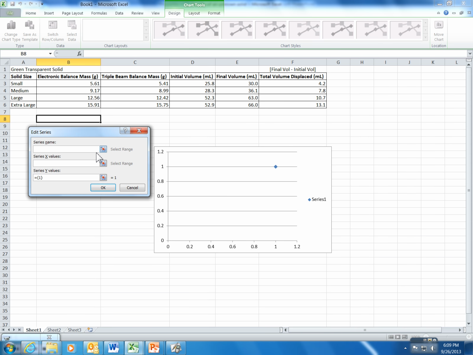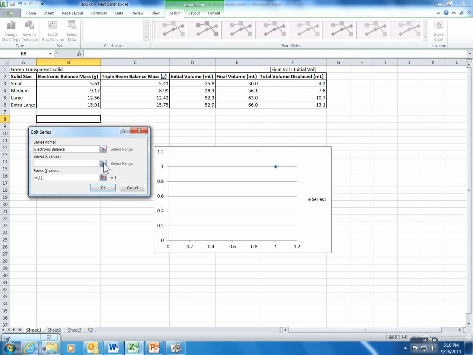So I'm going to describe this one as the electronic balance, because this is going to be the line that uses the electronic balance mass against the volume. So I fill that in. Then I look at my series X values, and this says, what do you want to plot on your X axis? And my X axis is supposed to be my volume.